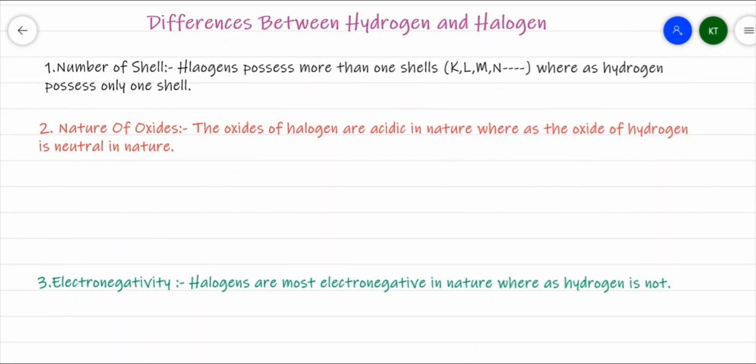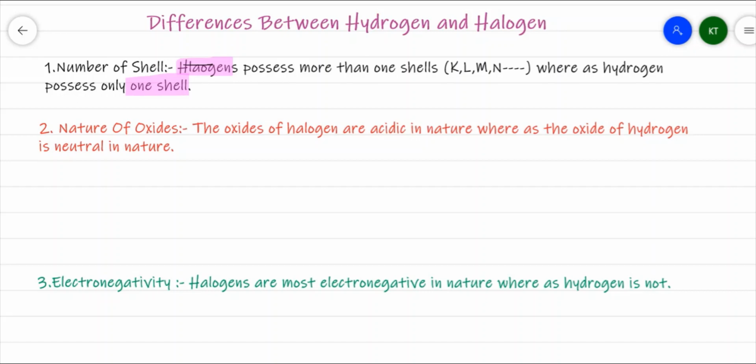First we have the number of shells. As we have seen in the electronic configuration, the halogens possess more than one shell. That means fluorine possesses two shells, chlorine possesses three shells, bromine possesses four shells, like that. But hydrogen has only one shell. So that's the number of shells as a point of difference.